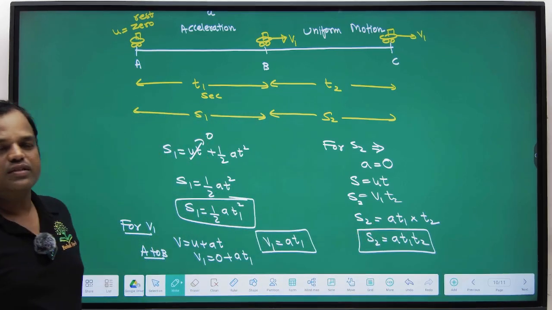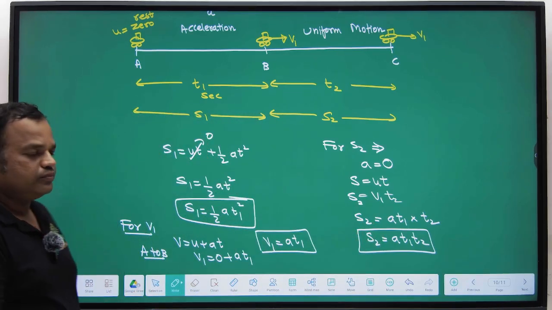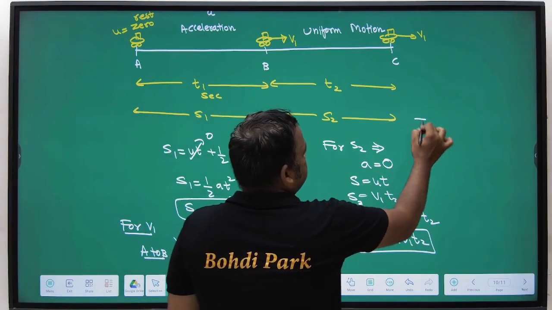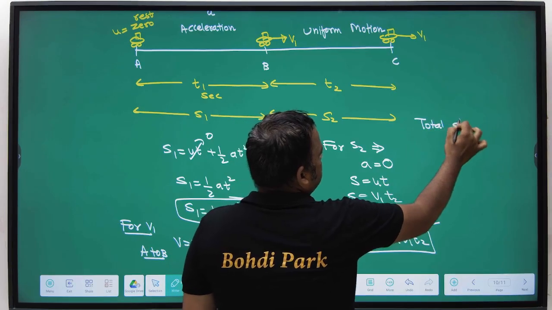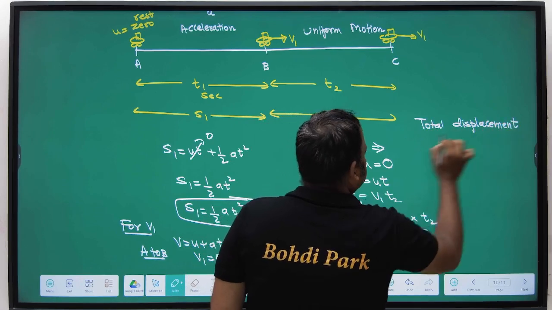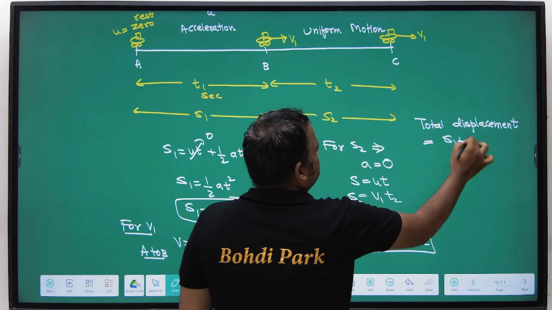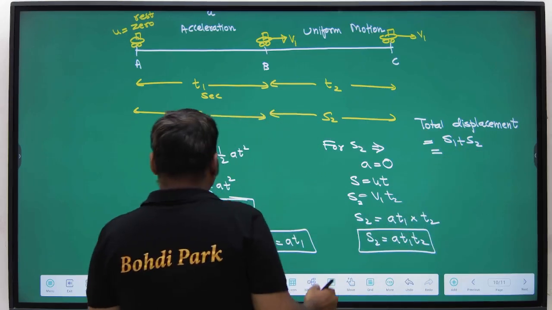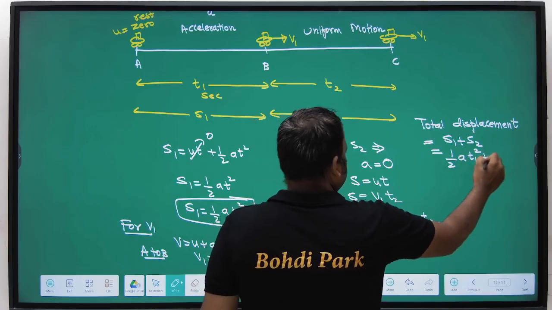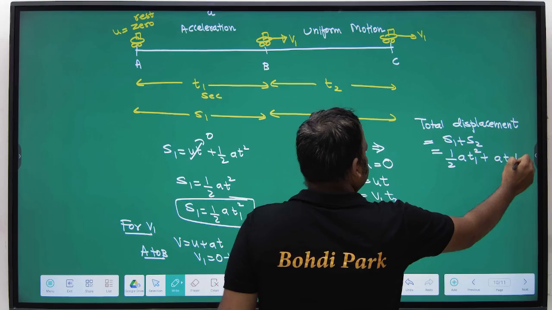We can use this as a short trick also. So total distance or total displacement both are equal here. Total displacement is equal to S1 plus S2. So that is equal to half A T1 square plus A T1 T2.